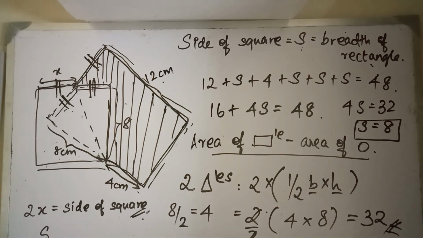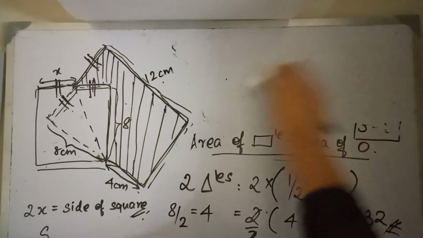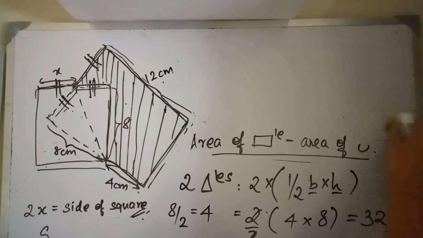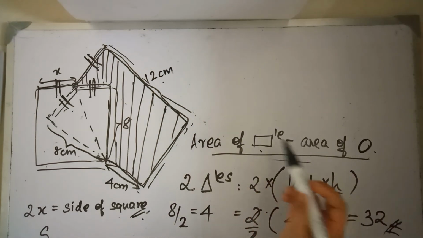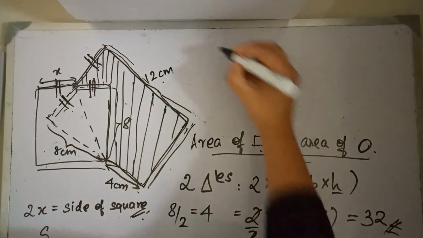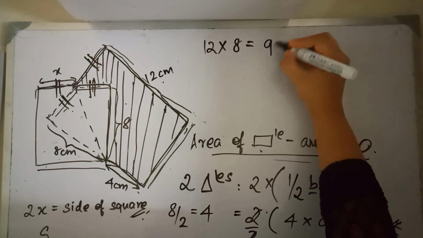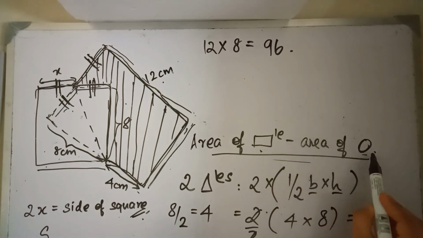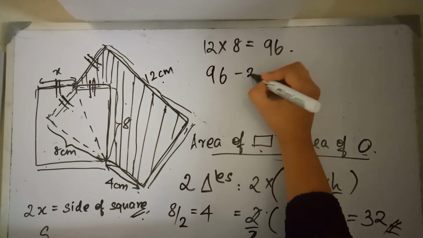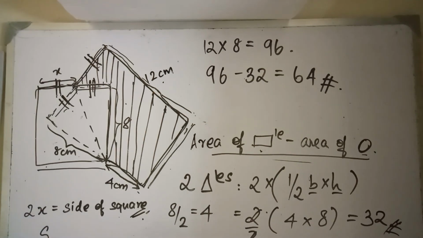Now after we found out this information, the problem becomes easier. We can find out the area of the rectangle easily because we have both the breadth and the length. Area of this rectangle is 12 into 8. This side is equal to 8. So 12 into 8 gives 96. Area of this overlapping figure will be 32. So we get 96 minus 32, which is 64. So the area of the shaded part of the figure is 64.